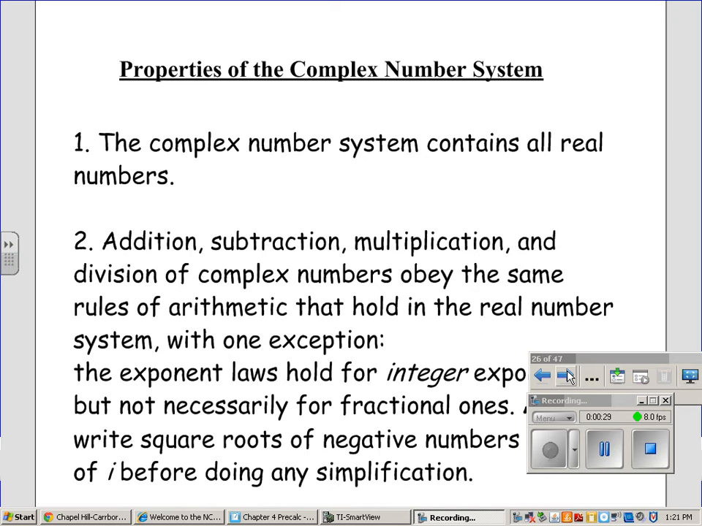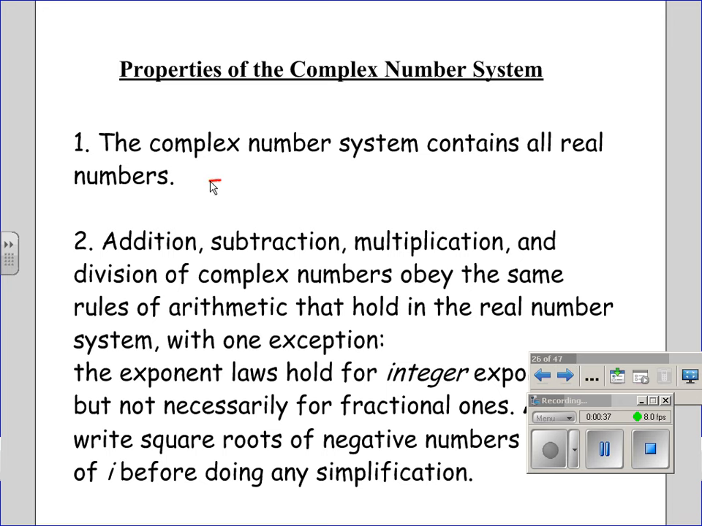Okay, so first of all, we're going to talk about the properties of complex numbers. First of all, the complex number system contains all real numbers. So numbers that we've dealt with so far, like -2 or square root 3, these are also in the complex number system. But they also contain numbers like this or this.